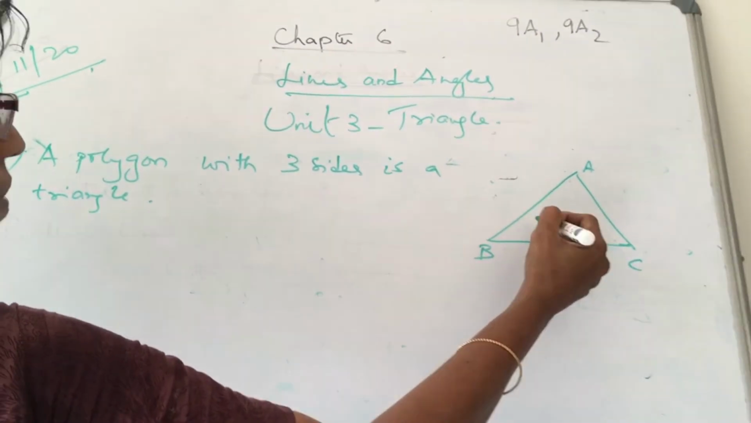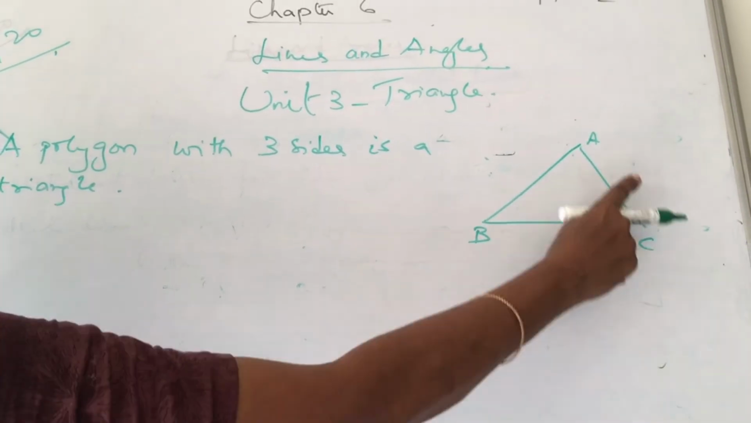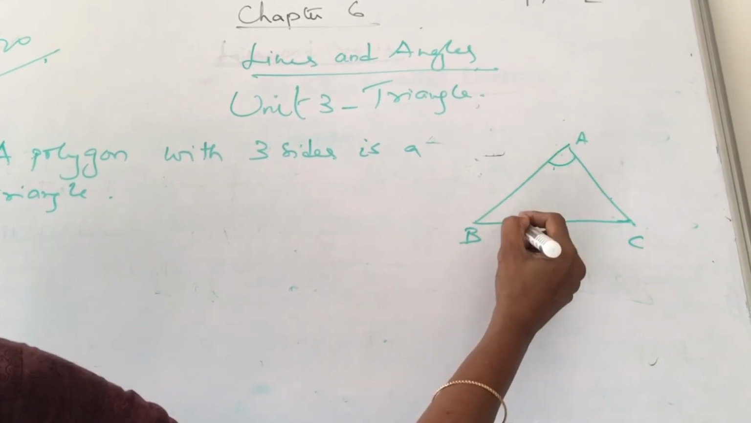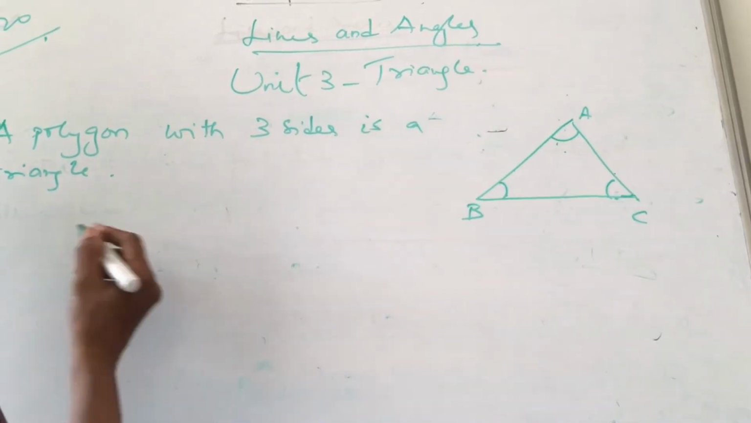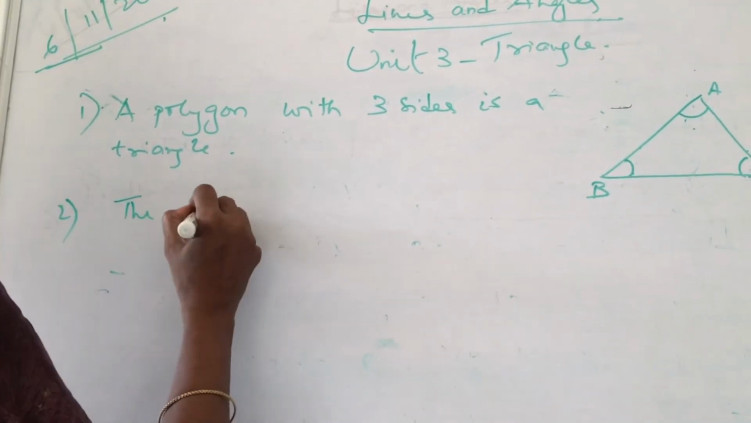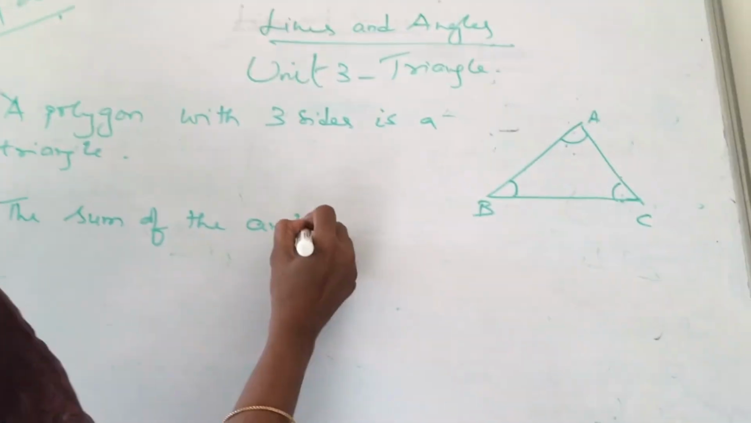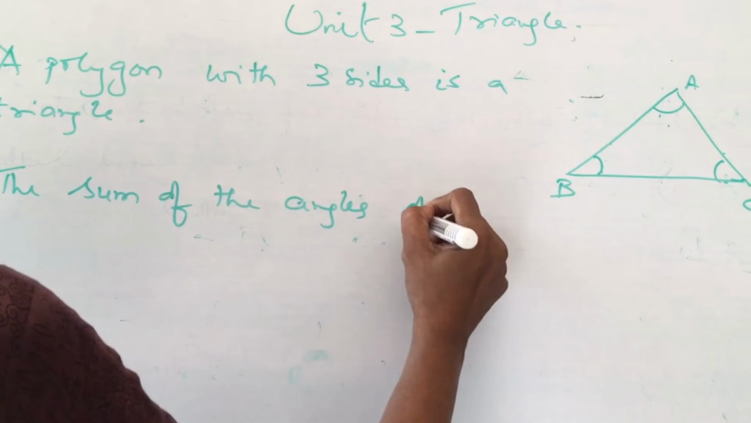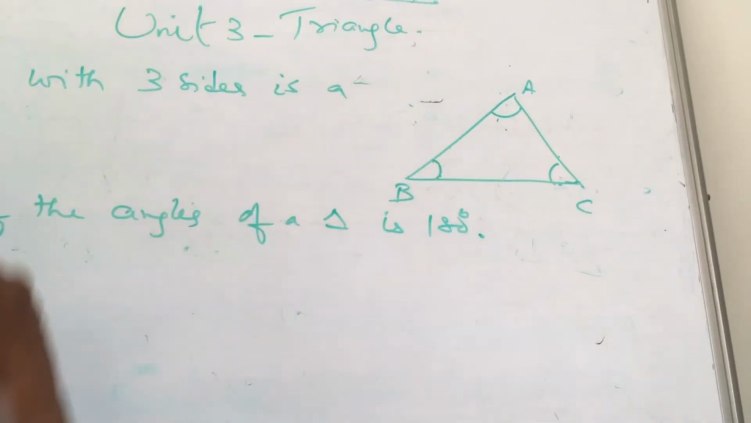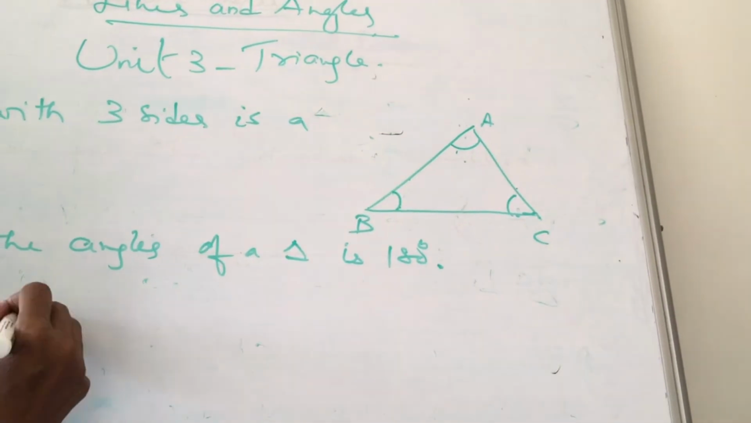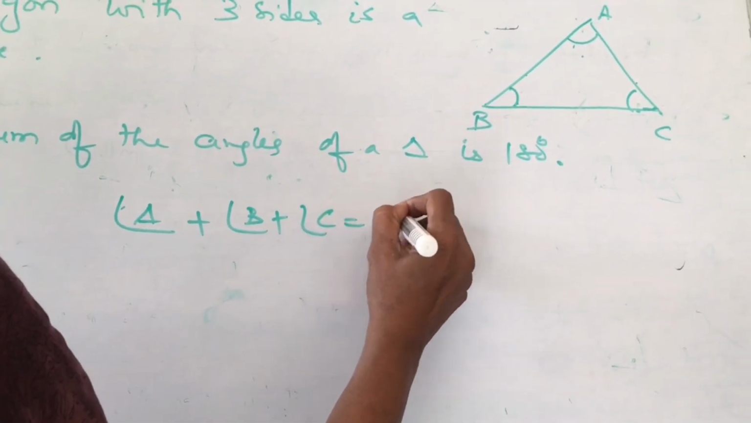Which are the 3 sides? AB, BC and AC are the sides of the triangle. And which are the 3 angles, girls? Angle A, angle B, angle C. The sum of the angles, you have been learning from 4th class. The sum of the angles of a triangle is 180 degrees.